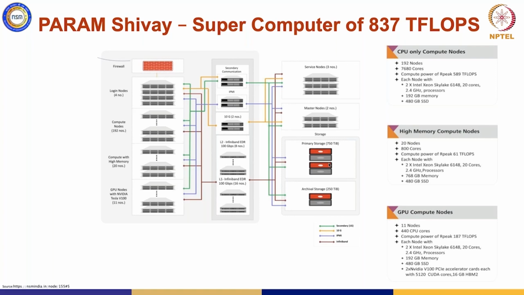So if you see the GPU compute node specifications here, we have about 11 nodes with 440 CPU cores, and then you have 2 V100 PCI accelerated cards, each with 5120 CUDA cores. So this is with each node which you're talking of. So this is the total design of your Param Shivai cluster.